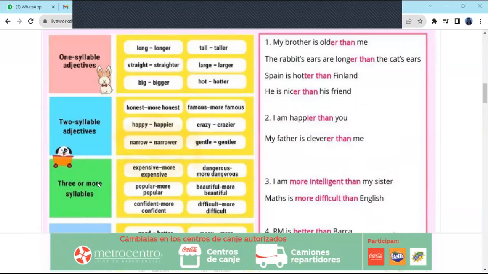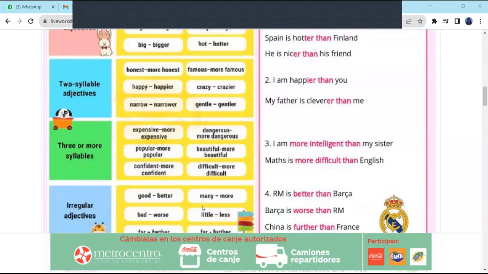Now we have three or more syllables. For example, expensive, it has three. Popular, confident, it has three. Dangerous, beautiful, and difficult. It has three syllable division.